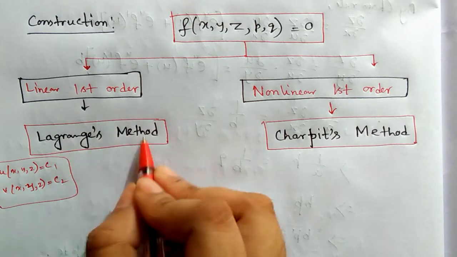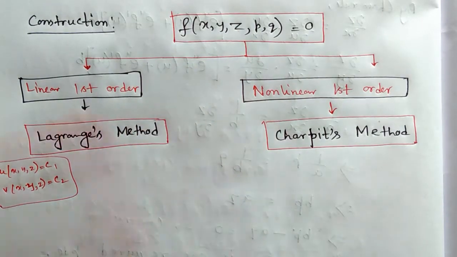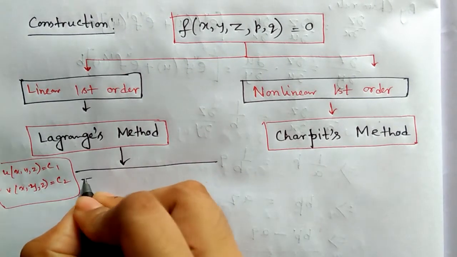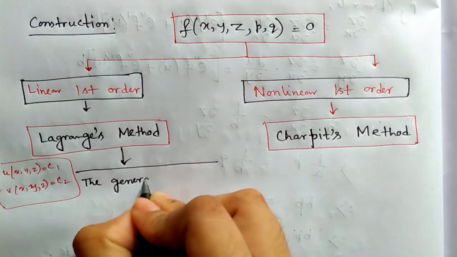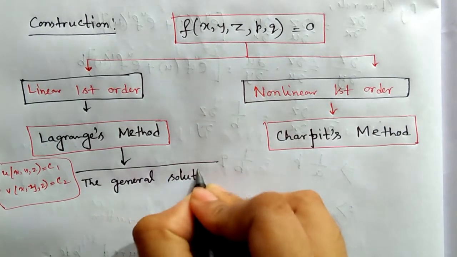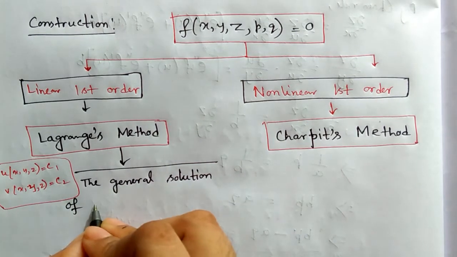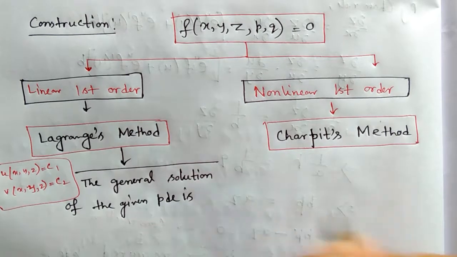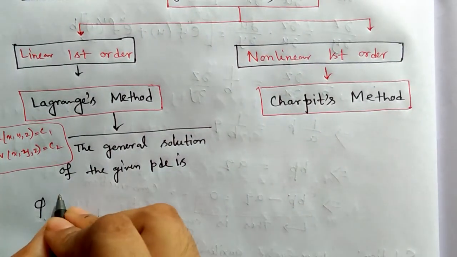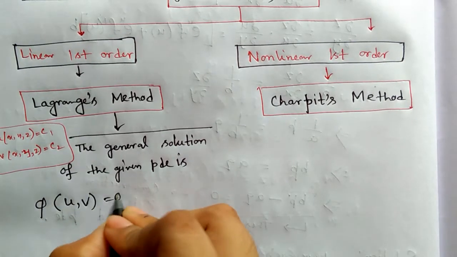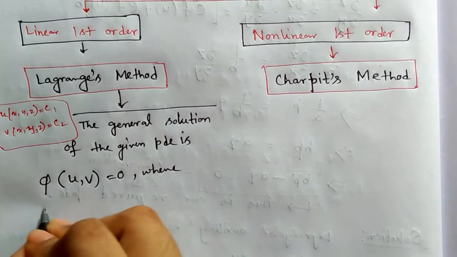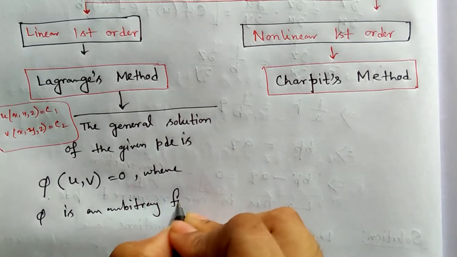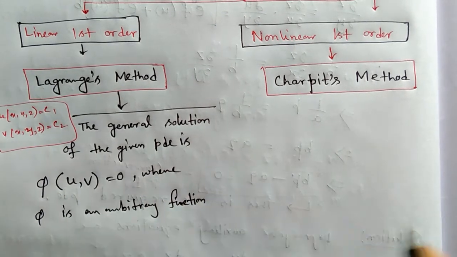These two are independent solutions, obtained by solving the Lagrange's auxiliary equations. So when we solve a PDE using Lagrange's method, then in the last line we write the general solution of the given PDE is phi of u, v equal to 0, where phi is an arbitrary function.